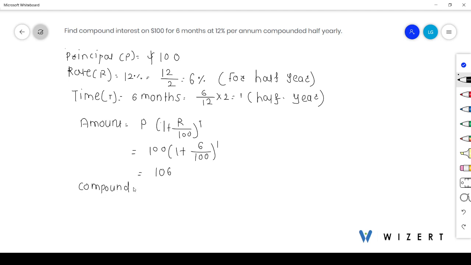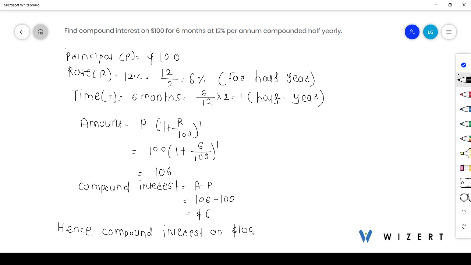Now compound interest can be calculated as A minus P. So 106 minus 100 means $6. Hence compound interest on $100 for 6 months with the rate 12% per annum is $6.